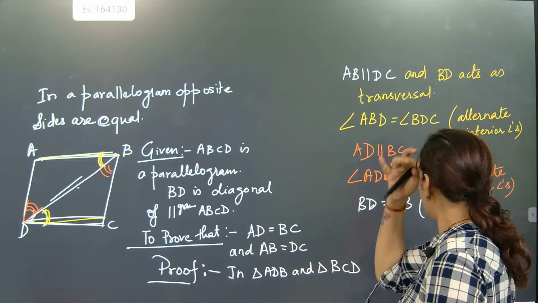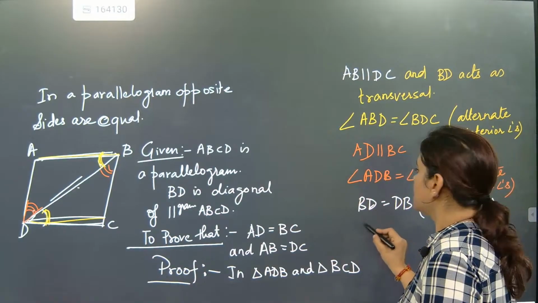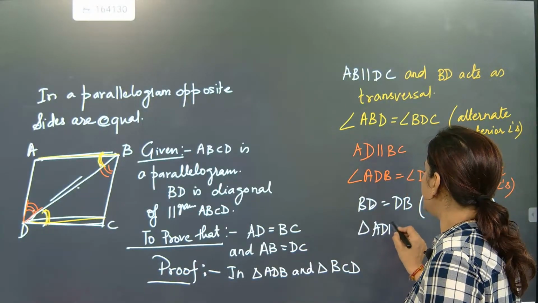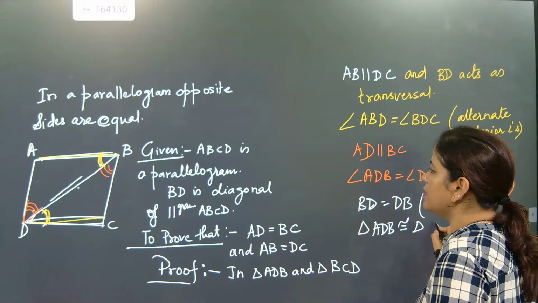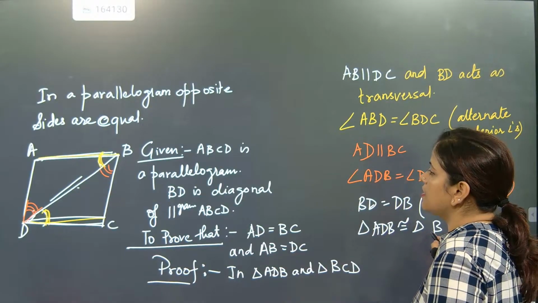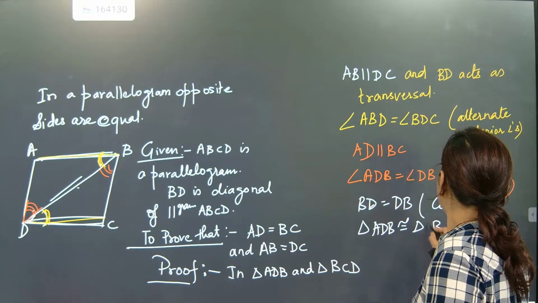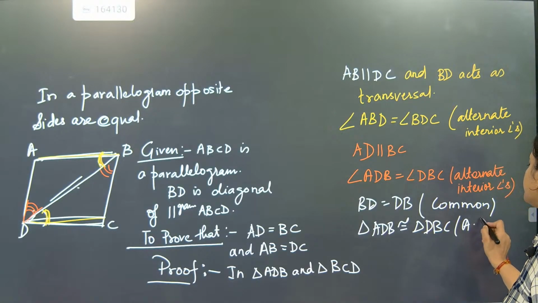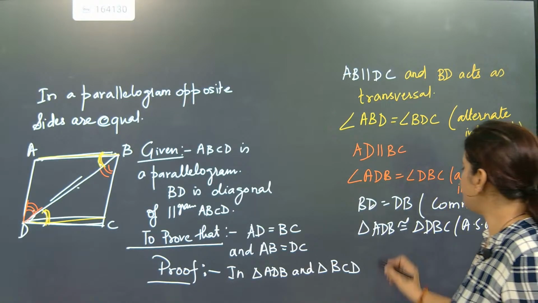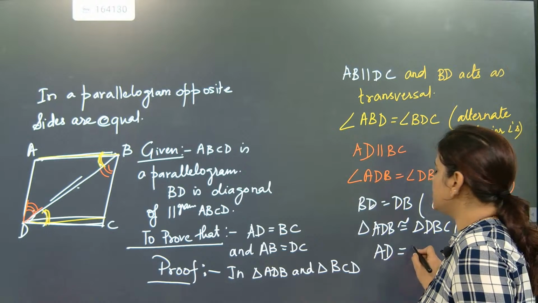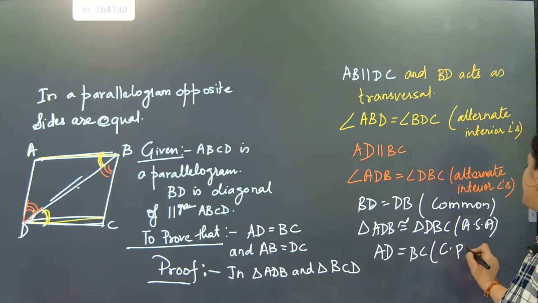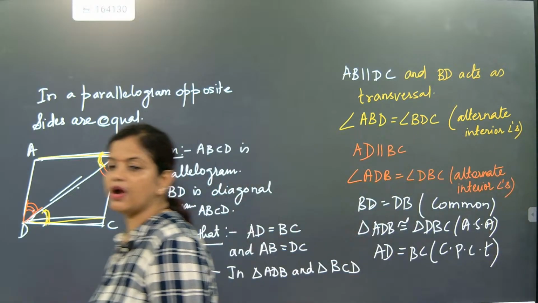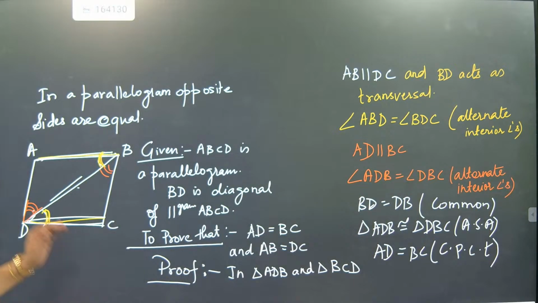So what will we do? We will write triangle ADB is congruent to triangle DBC by angle side angle. Then by CPCT, AD is equal to BC, by CPCT, corresponding parts of congruent triangles. That's it. Only this much you have to do.